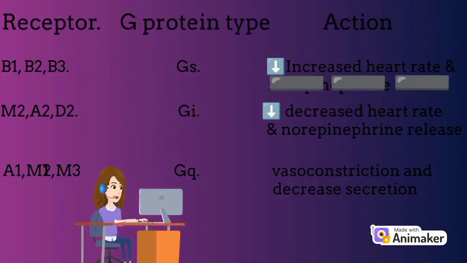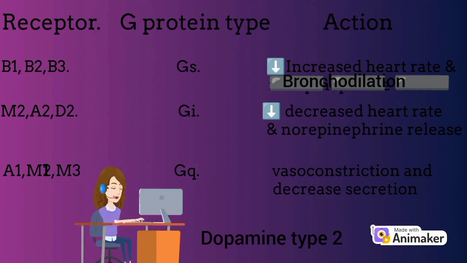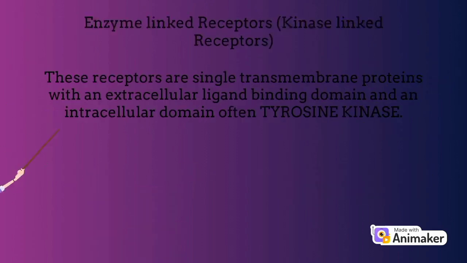Examples of Gs receptors include beta 1, 2, and 3 receptors. Their stimulation causes increased heart rate and bronchodilation. Examples of Gi receptors include M2, alpha-2, and dopamine type 2 receptors. Their stimulation decreases heart rate and norepinephrine release. Examples of Gq receptors include alpha-1, M1, and M3 receptors. Their stimulation causes vasoconstriction and increased secretion.